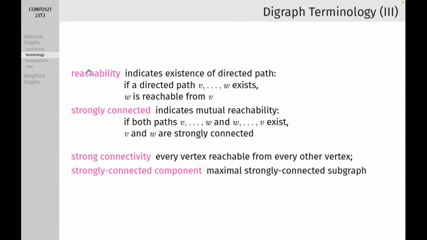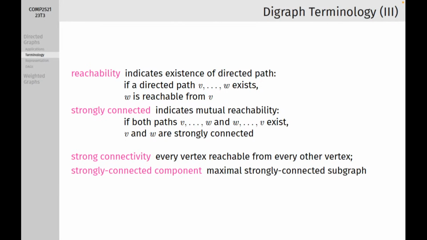All right, and we have some other terms. So reachability. The idea of reachability should be fairly intuitive. W is reachable from V if there's a path from V to W. That's basically it. Now, there's also the idea of strongly connected.